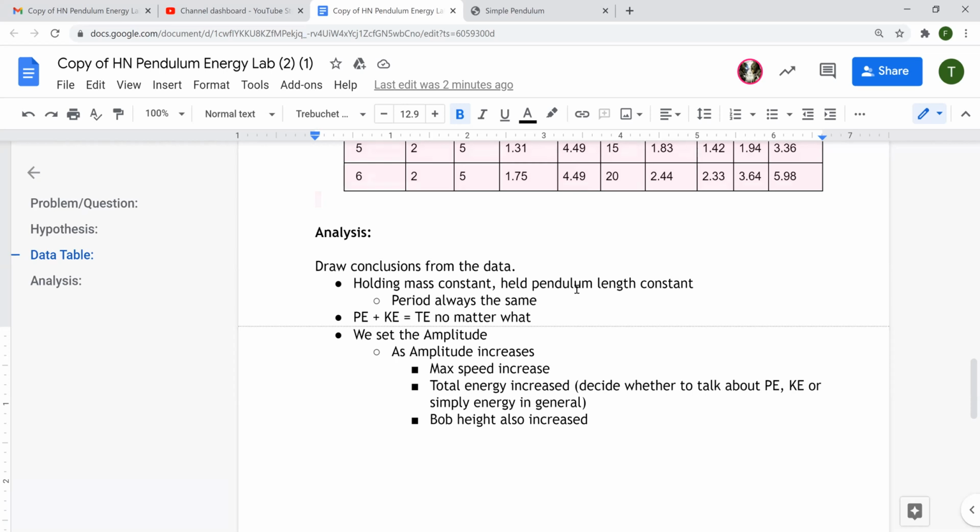While holding the mass and pendulum constant, the period always remained the same, and the potential energy, and wait, that's a run-on. All right, period. Let's see. So I should put potential energy plus kinetic energy equals total energy no matter what. Okay. You said the amplitude. This amplitude increases. Okay.